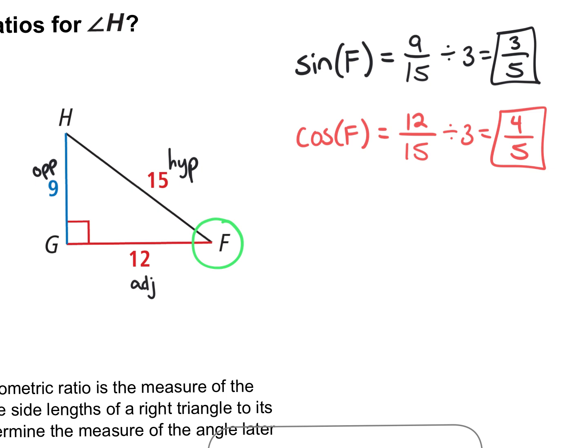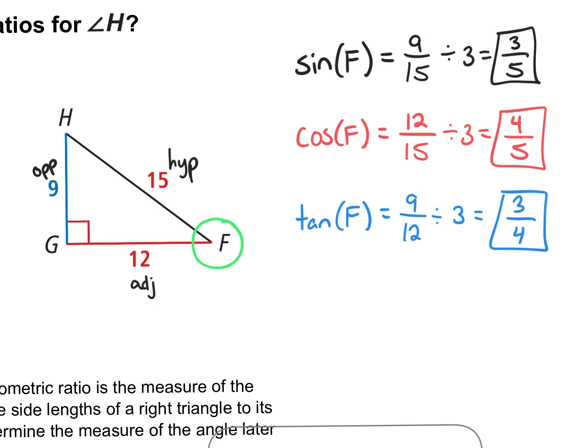And then the last trig function, tangent of our angle. It's opposite over adjacent. So what's opposite? 9 over 12. Divide both those by 3. We get 3 over 4. Okay. Once you have the trig ratios in simplest form, that's all you need to do. Okay.